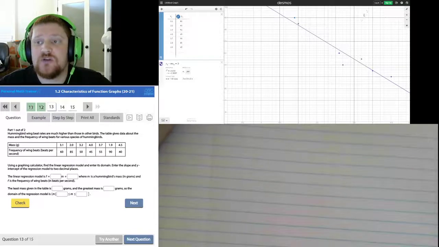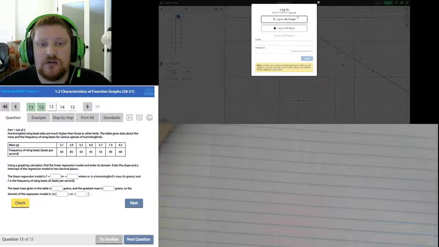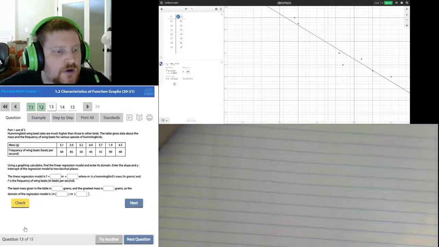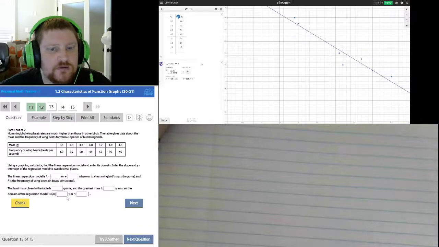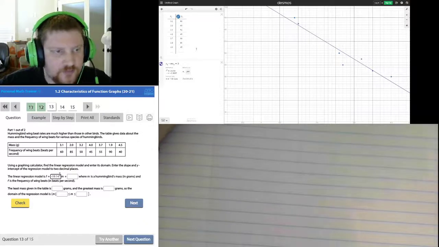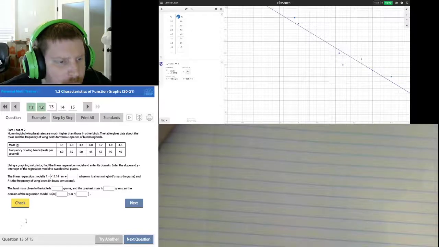So what I'm actually going to do for the future is I'm going to log in here. Logging in with Google would allow you to save this graph. Instead of calling it untitled graph, you'd be able to save it so you wouldn't have to remember how to type that. So statistics, our parameters are negative 19.14 and 121.97.